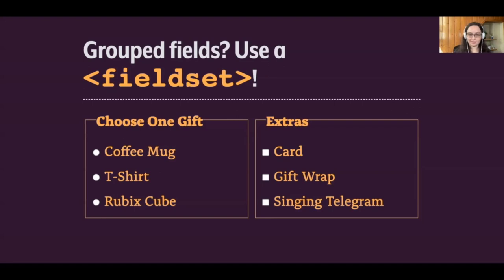If these were all in isolation, coffee mug, t-shirt, Rubik's Cube as radio buttons, and then card, gift wrap, and singing telegram as checkboxes, it wouldn't be as clear what was being asked for in this situation. But because we use a field set with a legend, it's clear to visual users and to screen reader users the context of these fields.